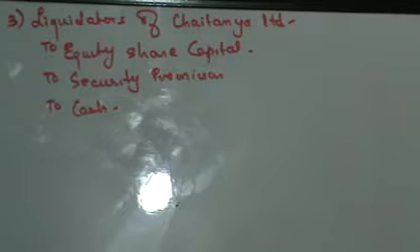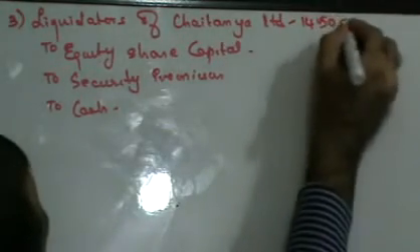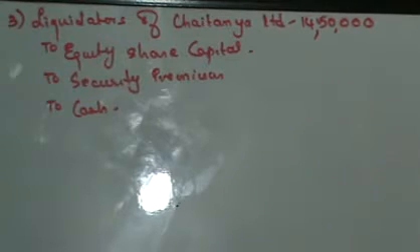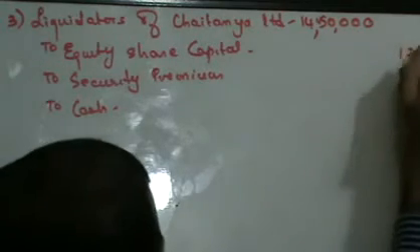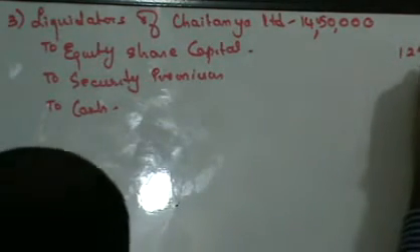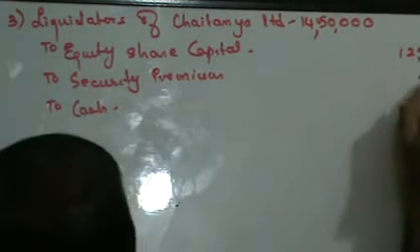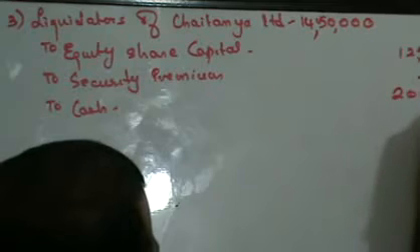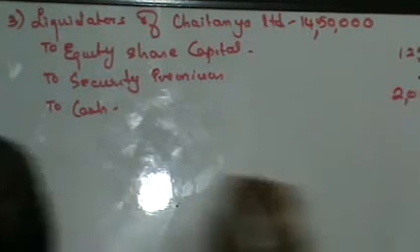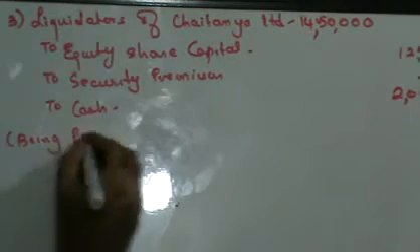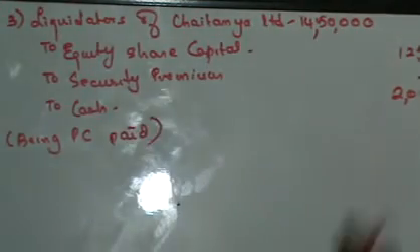Now, the liquidators of Chaitanya Limited are 14 lakh 50,000. Equity shares were issued to them at par. That means they were issued at face value. So this is going to be 12 lakh 49,950. There will be no security premium and cash is going to be 2 lakh 50,000. Being PC paid.